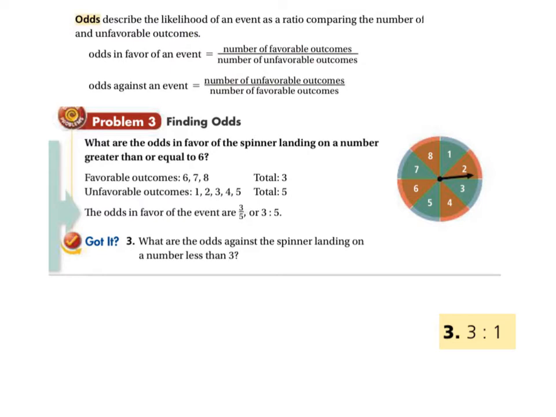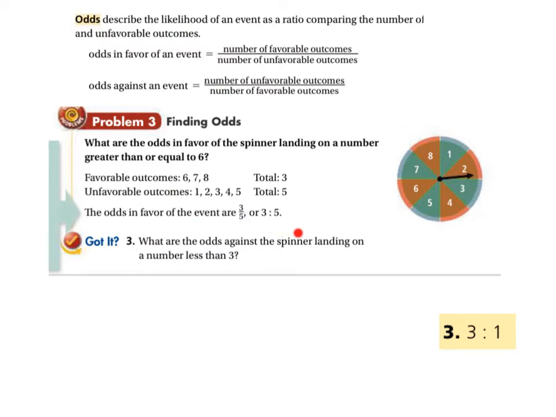So, we have a spinner over here. 1, 2, 3, 4, 5, 6, 7, 8. Loads of fun, right? What are the odds in favor of the spinner landing on a number greater than or equal to 6? So favorable, 6, 7, 8, right? Greater than or equal to 6. There's 3 of them. Things you don't want, 1, 2, 3, 4, 5. There's 5 of those. So your odds are 3 to 5, right? In favor of getting a number that is 6 or greater. And you can write it this way, 3 to 5. That's another way to do it.